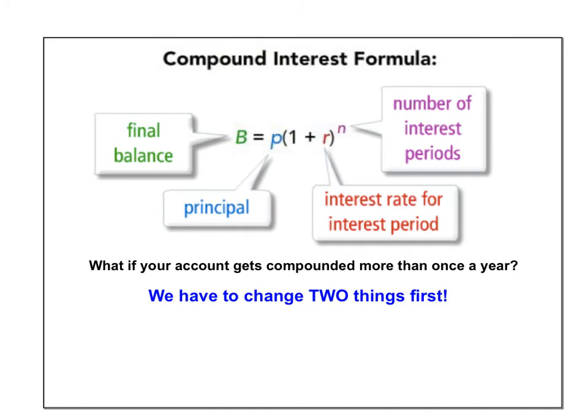R actually stands for the interest rate for one period. So if they do give you 6% twice a year, they don't actually give you 6% 2 times. They'll split that in half and give you 3% each time.